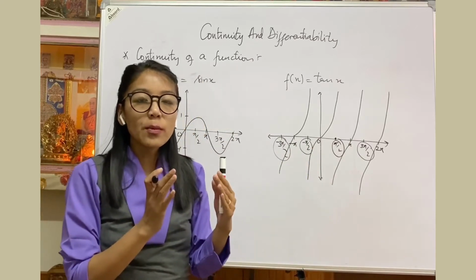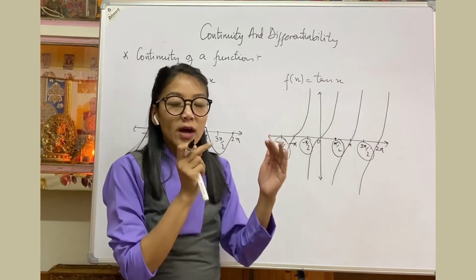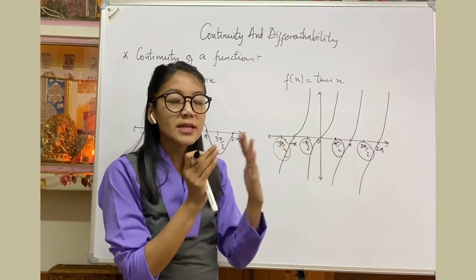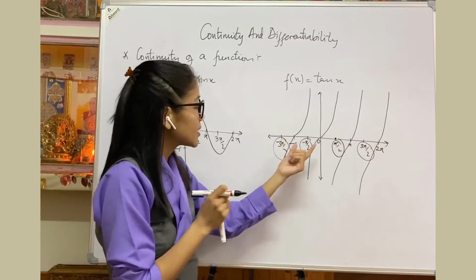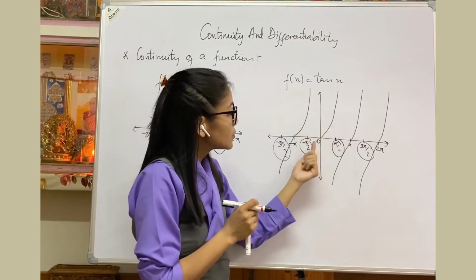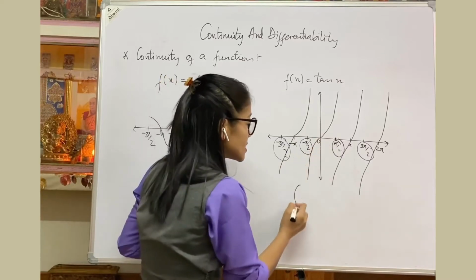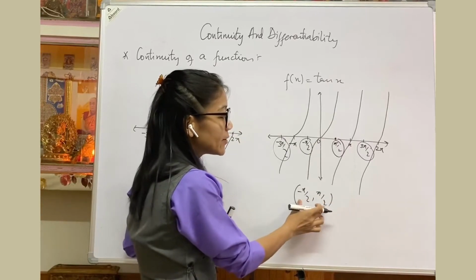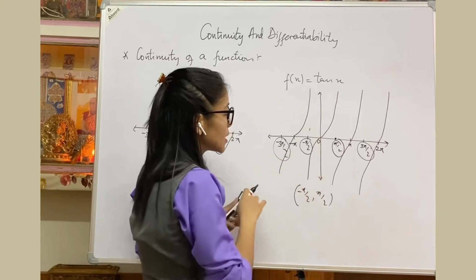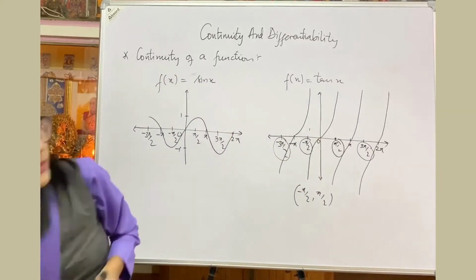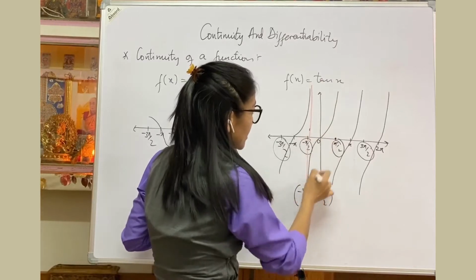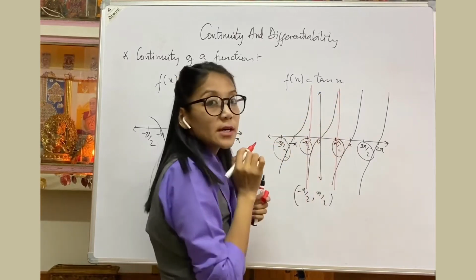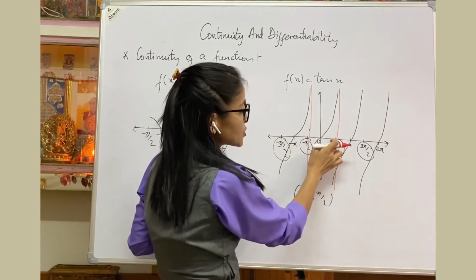When we talk about the continuity of a function, you have to check at a certain point whether the function is continuous or not, because in an interval the function may be continuous. Like if I consider tan x in the open interval negative pi by 2 to positive pi by 2, then within this interval the function is continuous, right? But at this point the function is discontinuous.